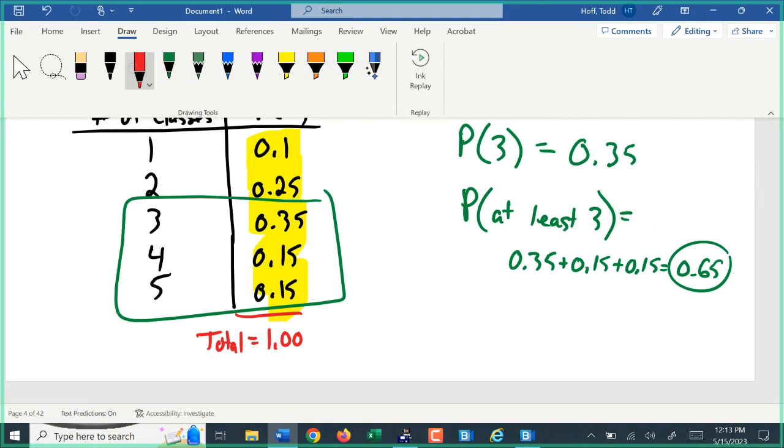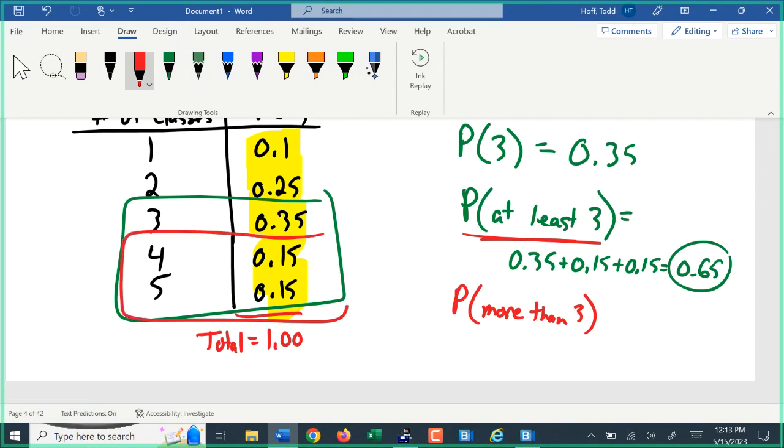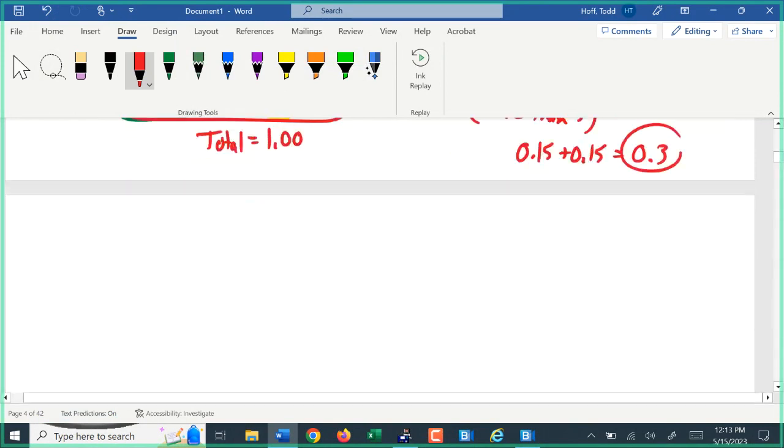Now, a very subtle difference between that one and this one. Probability of being more than 3. That one does not include the 3. 3 is not more than 3, so it's only 4 or 5. So we add those up. 0.15 plus 0.15 is 0.3. You have to be very careful reading those questions for those probabilities.